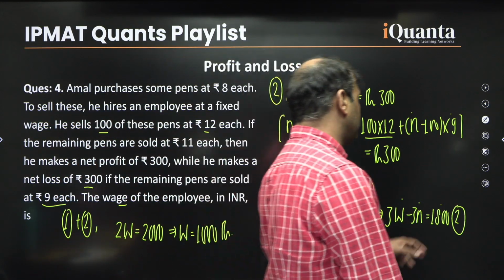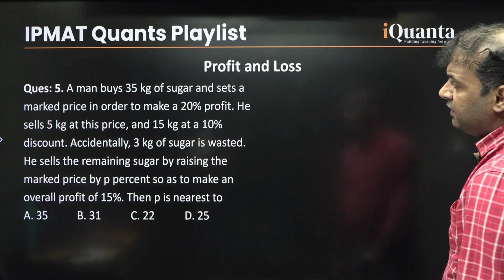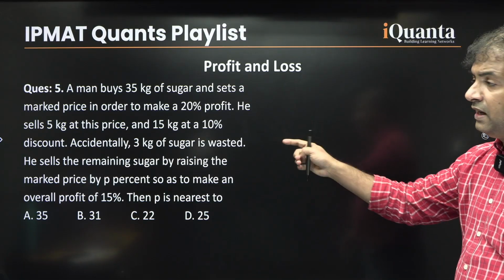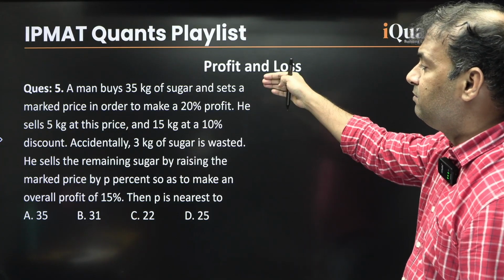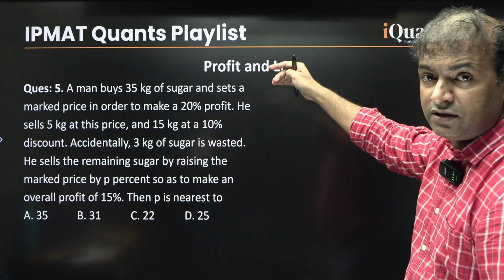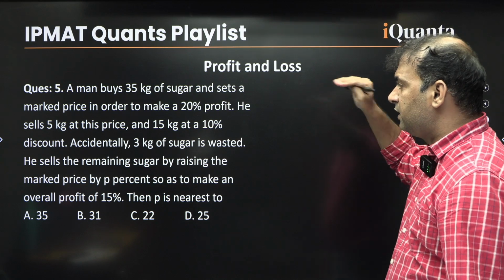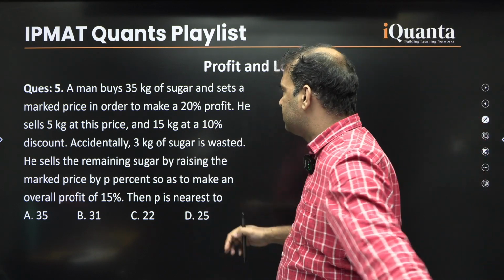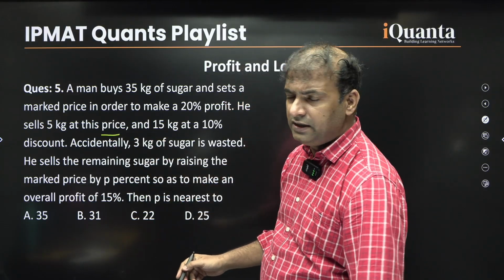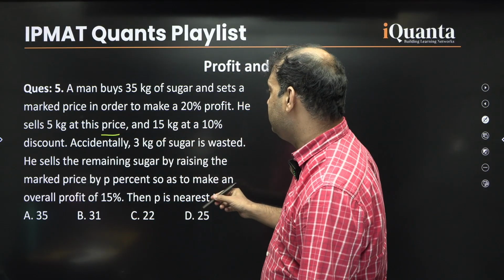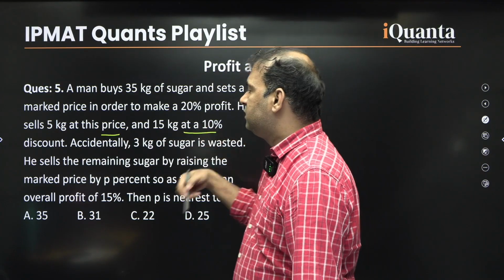The next problem, again, one more wonderful question, guys. It is about a man who buys 35 kgs of sugar and sets a marked price in order to make a 20% profit. The marked price is 20% above the cost price. Then he sells 5 kg at the marked price, which is 20% above the cost, and 15 kg at a 10% discount.